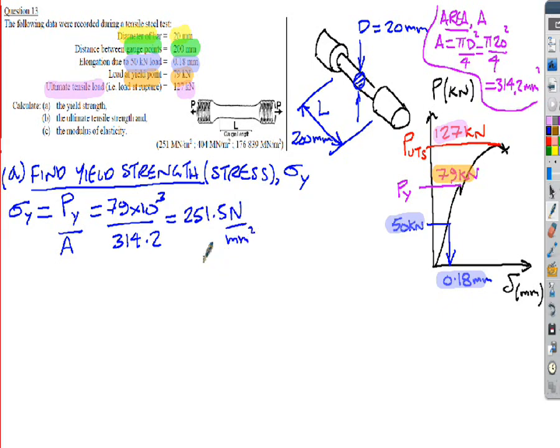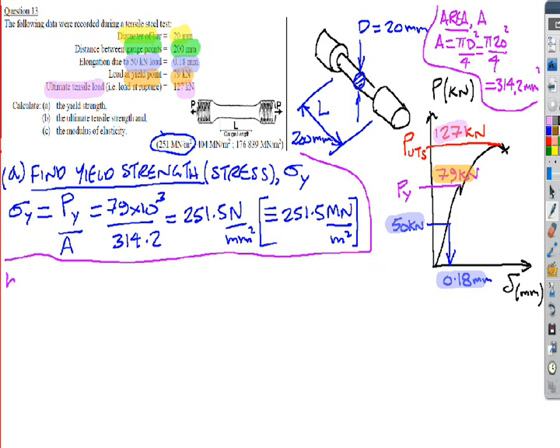Notice in the question it actually says 251 meganewtons per meter squared. We looked at that last week. Don't forget that's the same as the newtons per millimetre squared. So they're the same stress level but different units. So don't let that confuse you. 251.5 meganewtons per metre squared is the same stress level as 251.5 newtons per millimetre squared. It's just a different unit, that's all. And engineers use both of them, so I would get familiar with both here. That's the first part done.